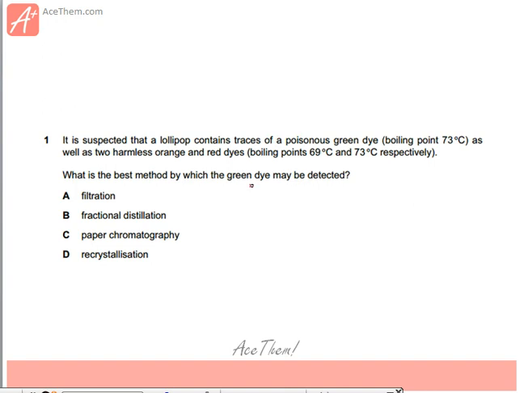So a detection of a green dye means the green dye must be separated from the other two dyes, the green dye here and the orange dye and the red dye. And we know that separation of dyes, especially if they are different colors, that needs to go for paper chromatography.